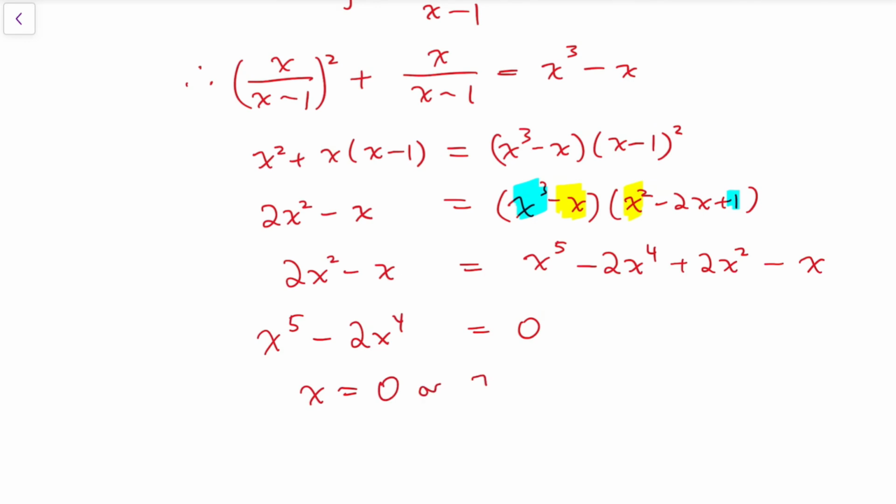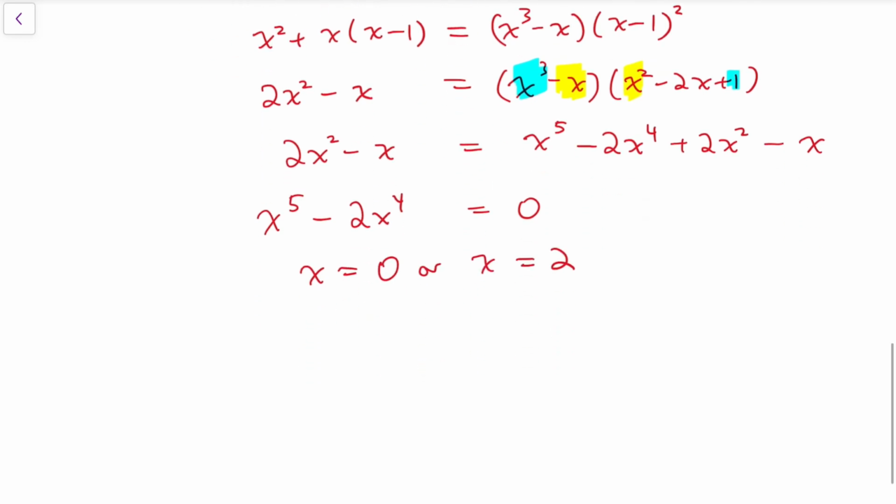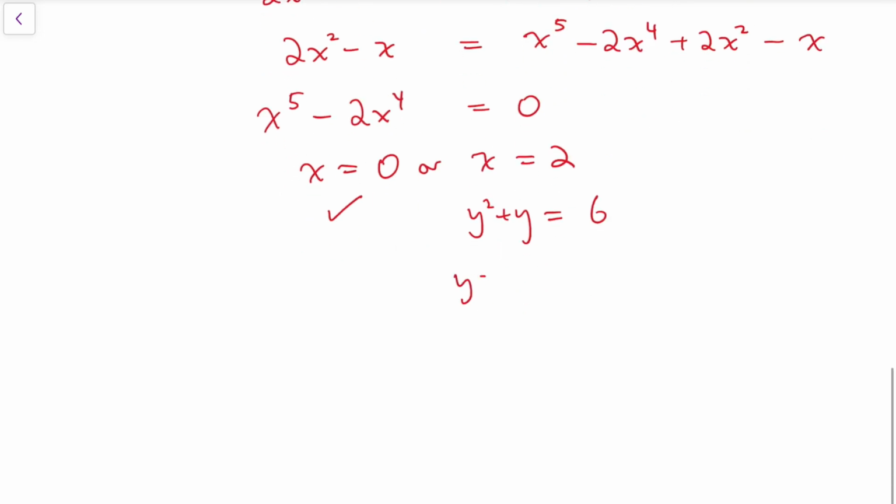So either x equals 0 or x equals 2. For x equals 0 is done already, while for x equals 2, we have y squared plus y equals 6. So again, we have two solutions: y equals -3 or y equals 2. Again, we can do some checking and reject the solution. So from this method, we have the same 5 pairs of solutions again.